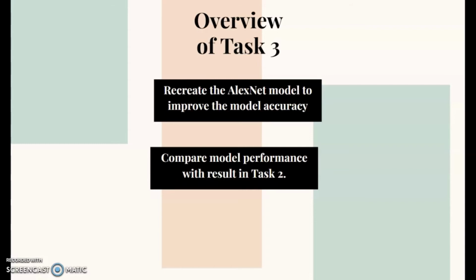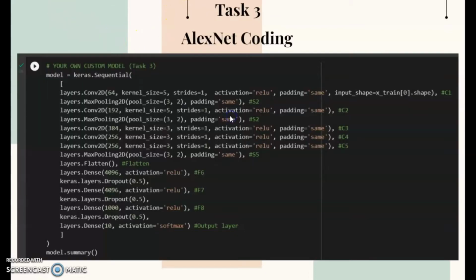Now is the overview of task 3. Firstly, recreate the AlexNet model to improve the model accuracy. Then, compare the custom model performance with the result in task 2. Moving on to the AlexNet coding, we have changed the hyperparameter values such as the kernel size, stride value, and epoch. We also included the dropout function. Its function is to prevent overfitting of the model.